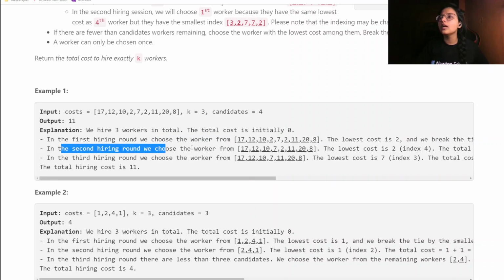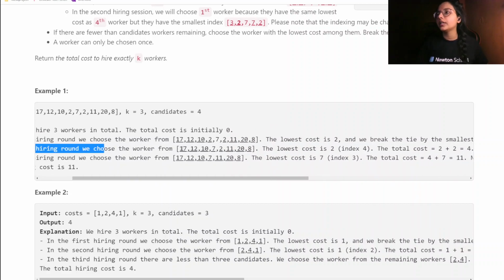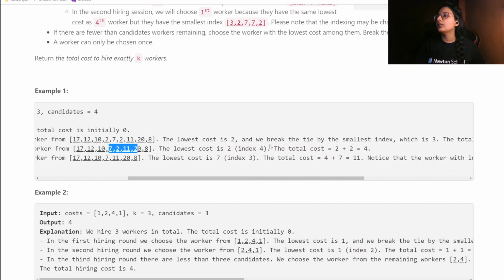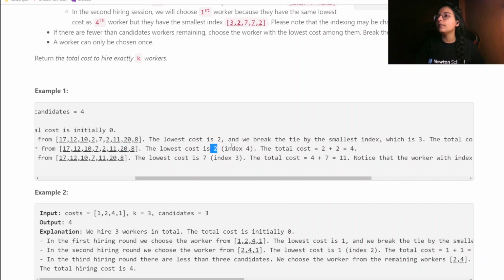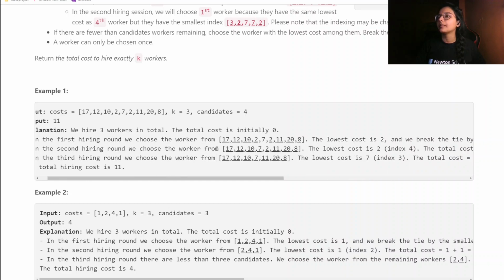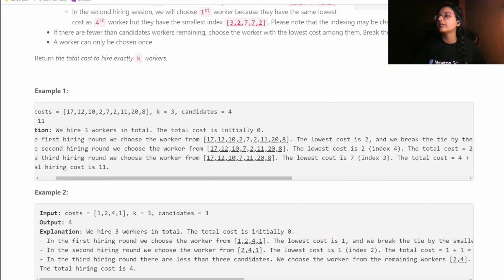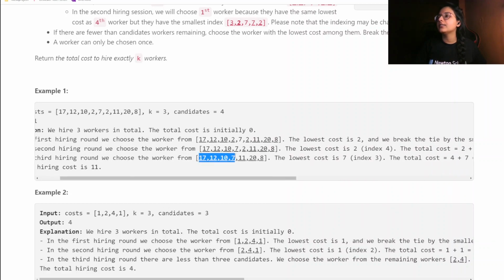In the second hiring round, we choose the worker from the remaining, and now as candidates was 4, so first 4 and the last 4, out of them the lowest cost is again 2, but now the index is 4. So now the total cost becomes this 2, which is the new 2, plus the previous 2 which was already there. So 2 plus 2 equals 4, and now the total cost becomes 4. Now in the third hiring round, we check for another these 4 candidates and then these 3 candidates, because here we are already choosing the same, right?